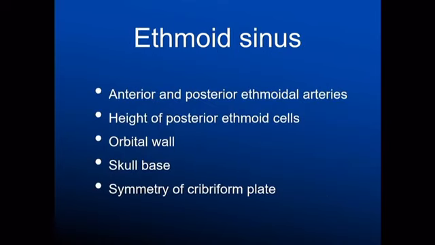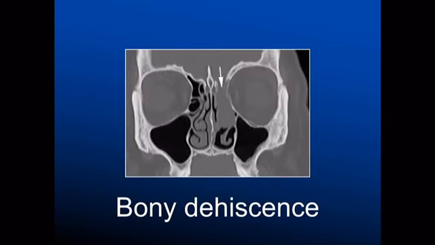So we're coming to the more important areas now. So the ethmoid sinuses, so the anterior and posterior ethmoidal arteries are important to recognise. The height of the anterior skull base and whether there's any dehiscence in the skull base. So bony dehiscence is important to recognise, as obviously CSF leak or meningoencephaloceles are an important pathology to consider.